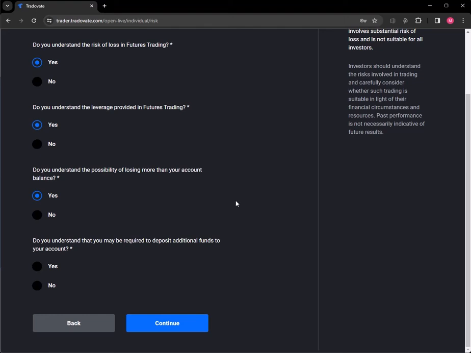Now, I've been using Tradovate for 3 years. I've had some small accounts before, and they do a really good job. Their computer system does a really good job of closing you out of a trade when you're at risk of going to less than the required margin for a contract.